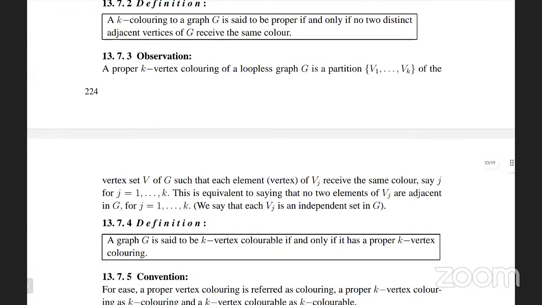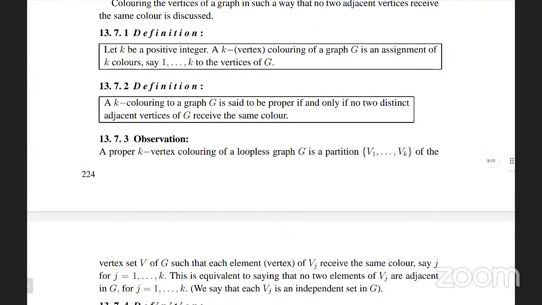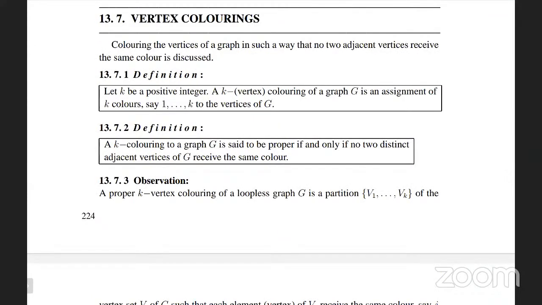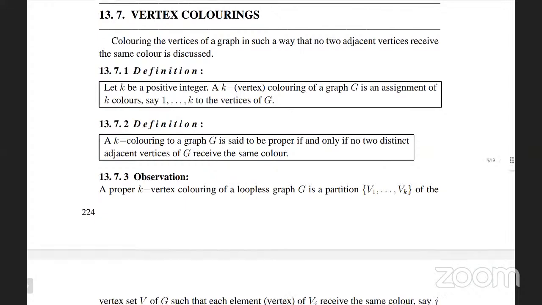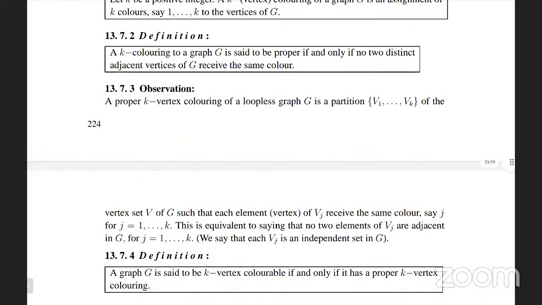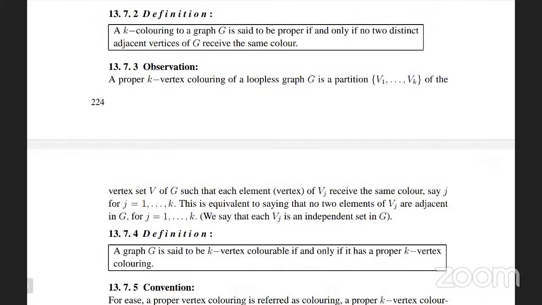What does coloring mean? A K coloring is an assignment to groups of elements. The vertices in a group receive only one color, so a K coloring means we are taking K groups. Properly, no two distinct adjacent vertices of G receive the same color. That is the only idea.